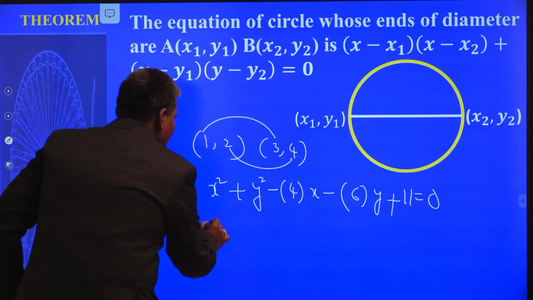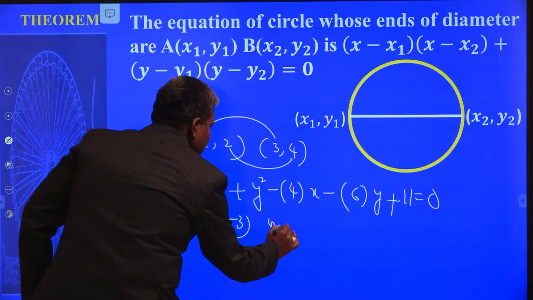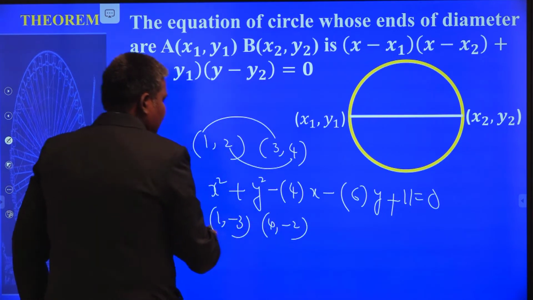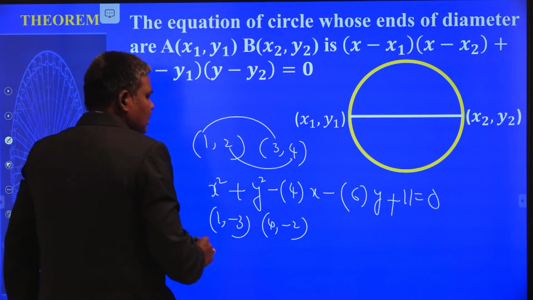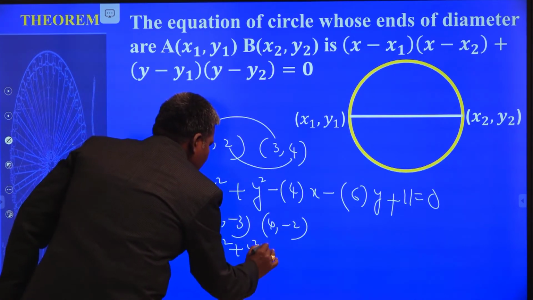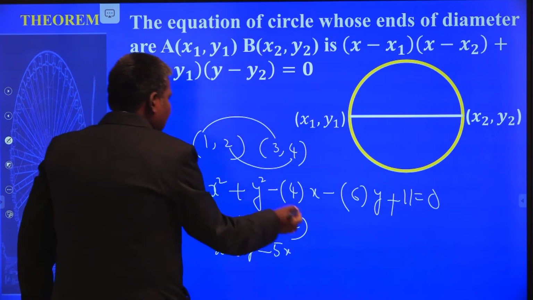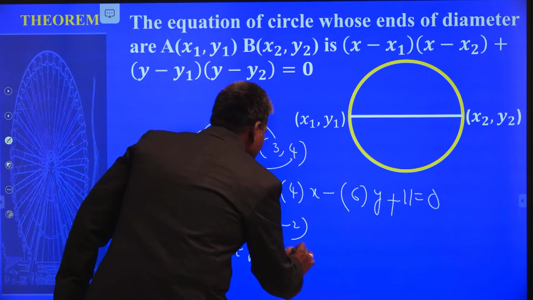We do one more problem. 1 comma minus 3, 4 comma minus 2. These are the points. How to write the equation of circle? By looking itself. That is x square plus y square minus of sum of x coordinates. That is minus 5x. Minus of sum of y coordinates.